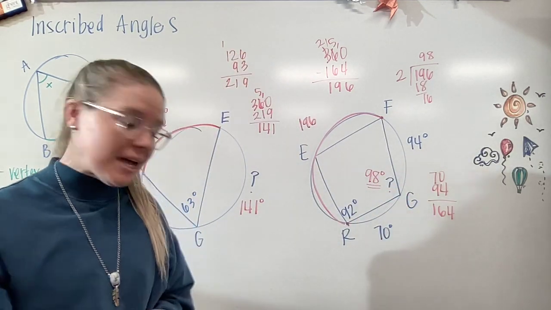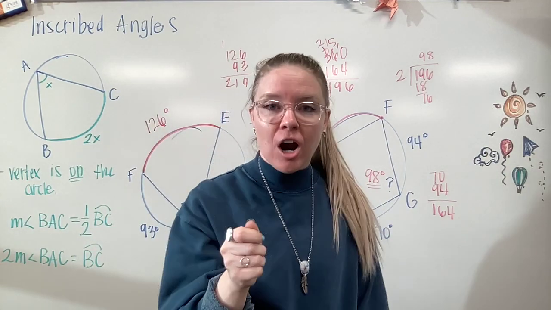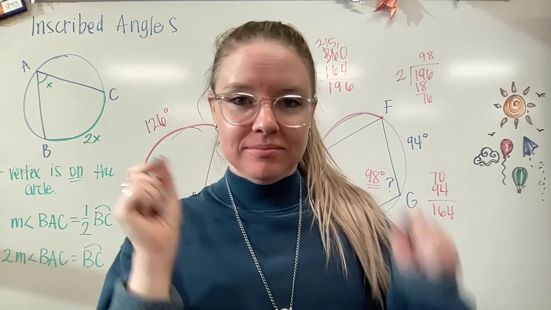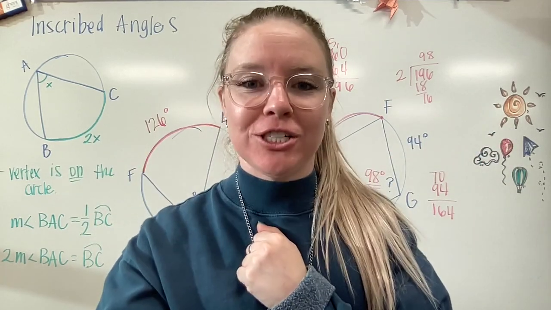Inscribed angles are half their arc measure. The arc is twice the inscribed angle. Okay, go forth. If you've got questions, let me know.